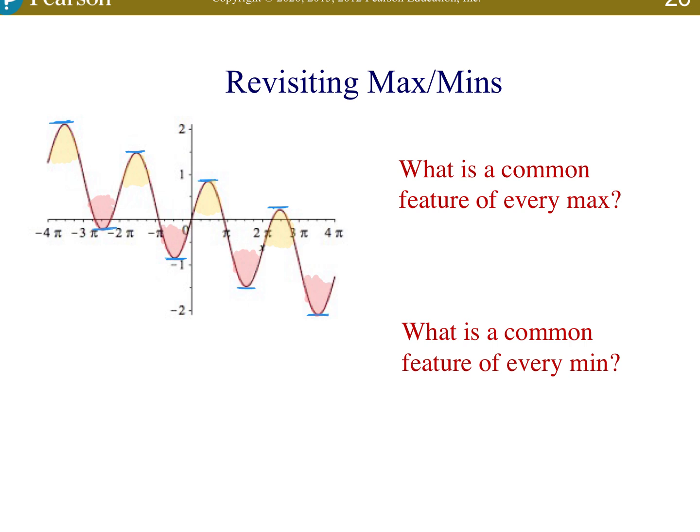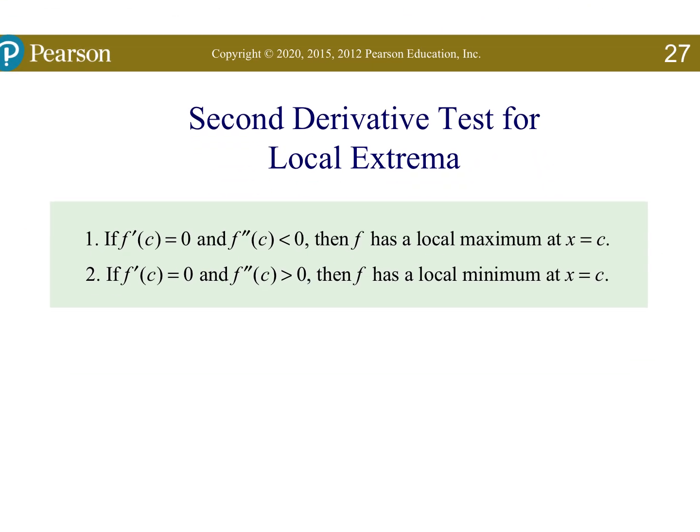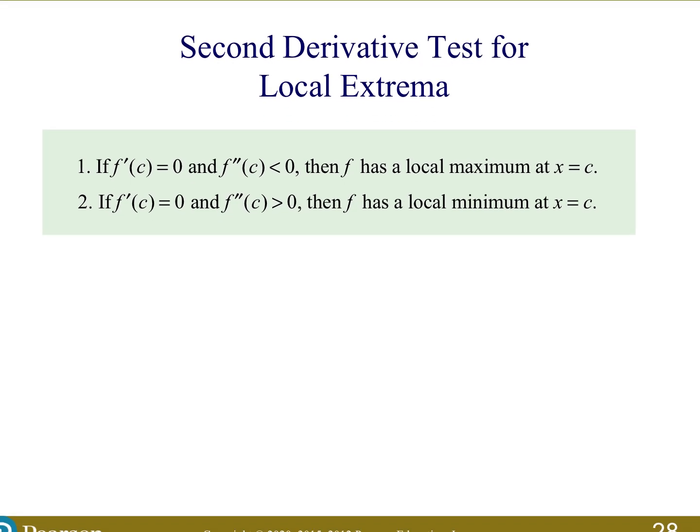And so we can use the horizontal tangent, which isn't enough to tell us if it's a max or a min, but we could use the horizontal tangent with the concavity, and that would be enough to prove the existence of a max or a min. So that leads us to the second derivative test.